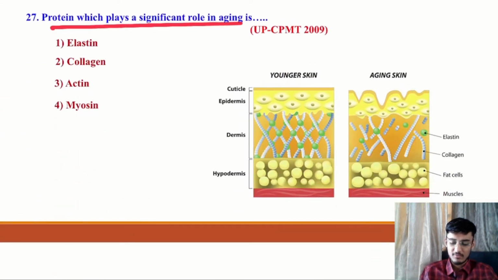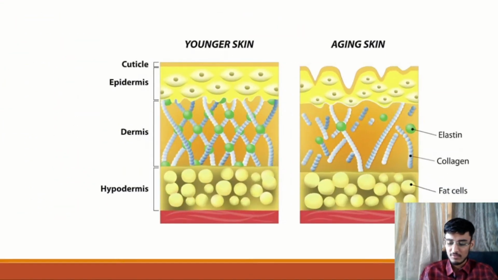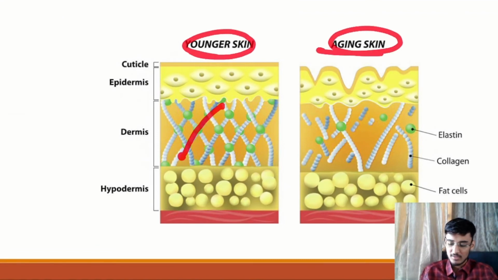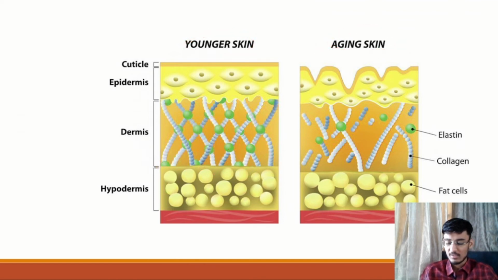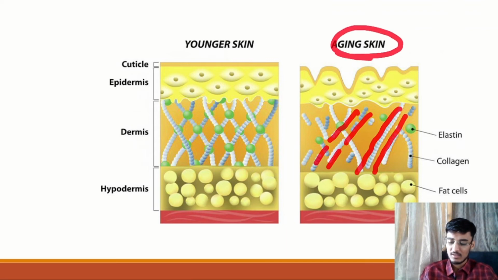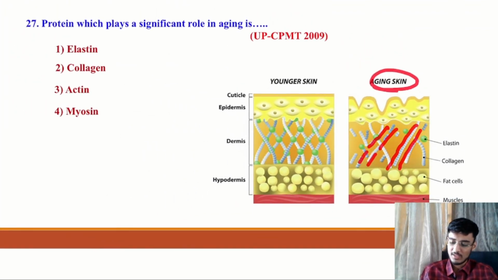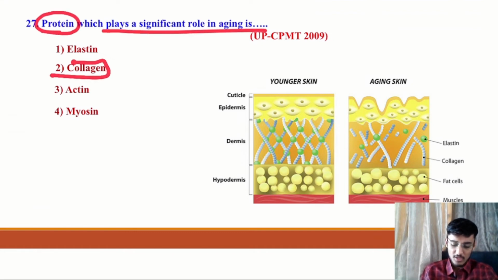Which protein plays the significant role in aging? You can see the figure of younger skin and aging skin. You can see the buildup of collagen fiber. It is a nicely perpendicular arrangement in the younger skin, while there is degradation in aging skin. When aging occurs in our body, the collagen is reduced. That's why our skin forms wrinkles. So the skin protein is called collagen.